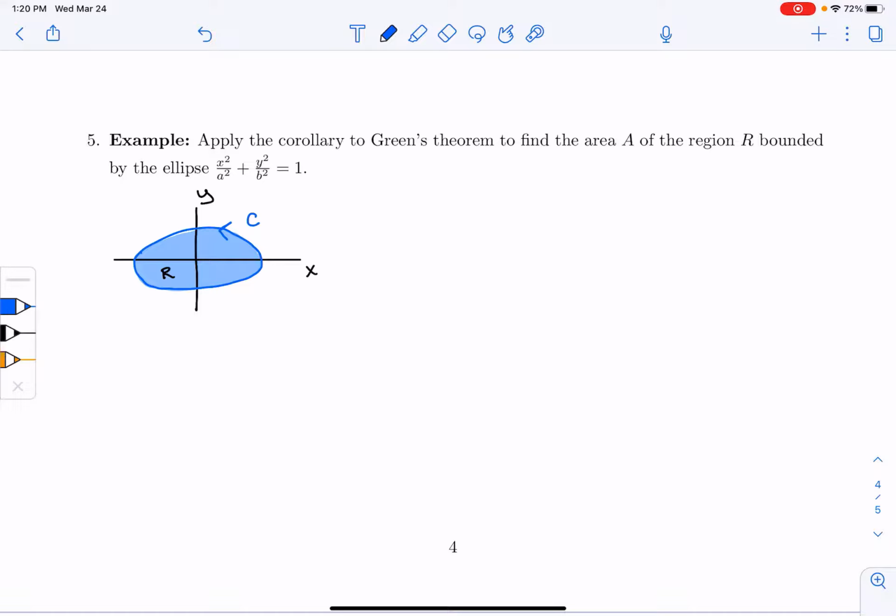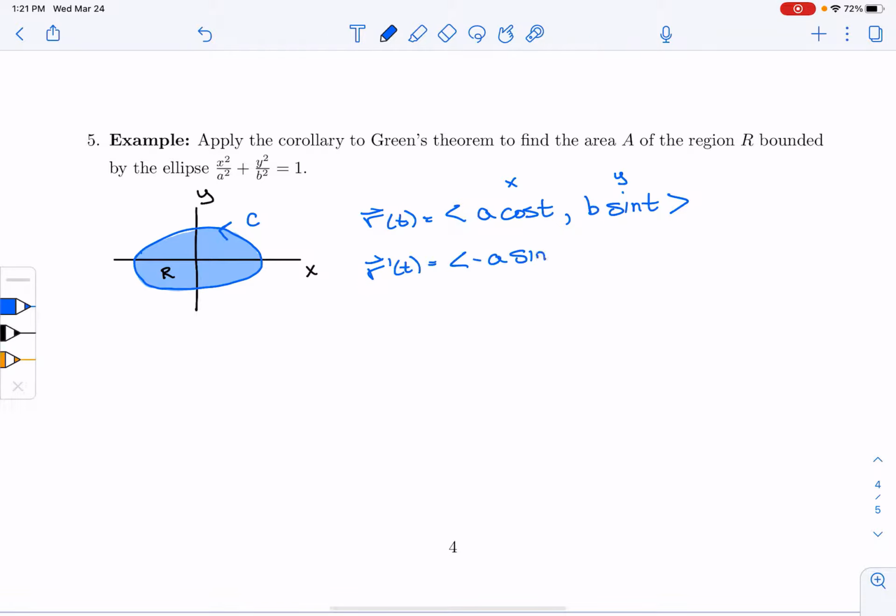So I'm going to have to parameterize the curve in order to apply Green's theorem. Here, r of t is going to be my parameterization of the ellipse. In this case, that's a cosine t, b sine t. If you quickly substitute for x and y in the equation x squared over a squared plus y squared over b squared, you do in fact get 1. The derivative r prime of t is going to be minus a sine t, b cosine t.